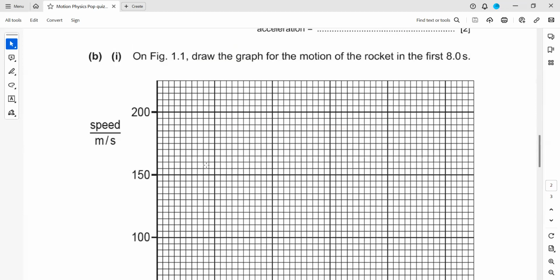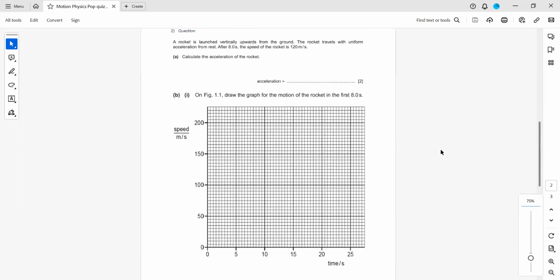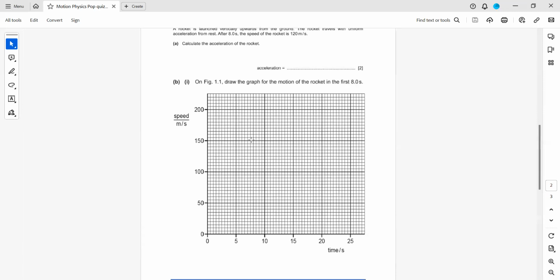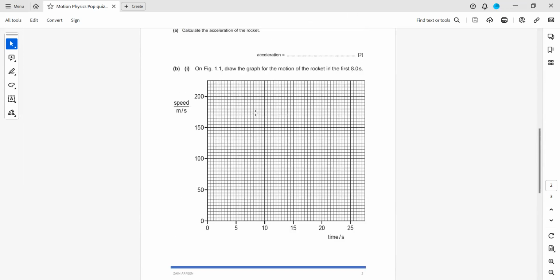Then on figure 1.1, draw a graph to explain the motion of the rocket in the first 8 seconds. So in the first 8 seconds, the rocket is having a constant acceleration. So constant acceleration means it must be a straight line. And what is the speed after 8 seconds? So the speed of the rocket after 8 seconds is equal to 120.